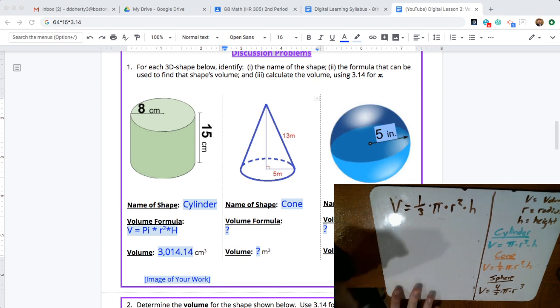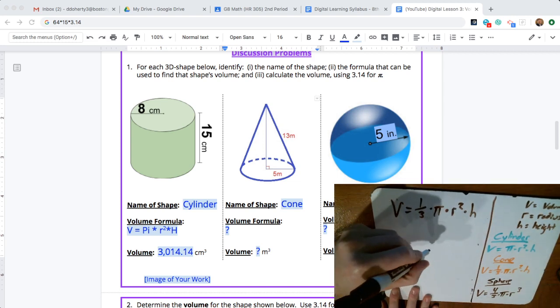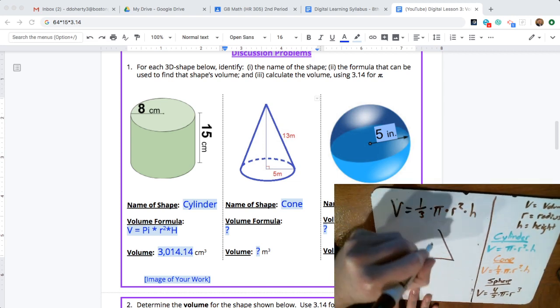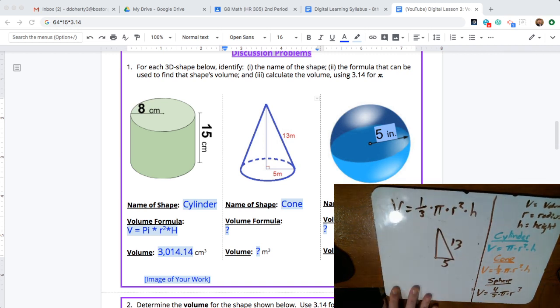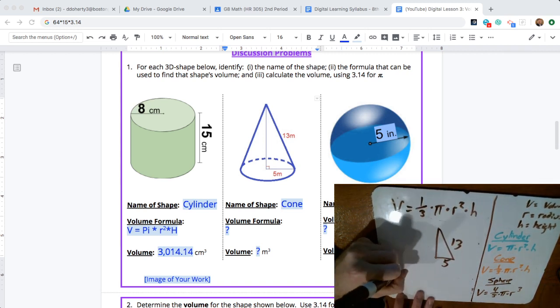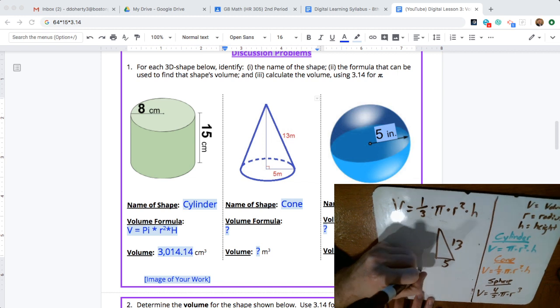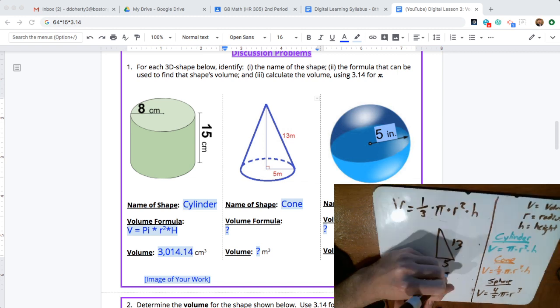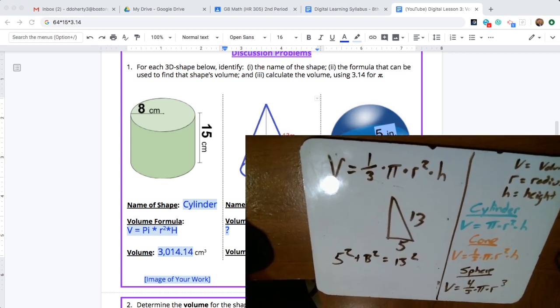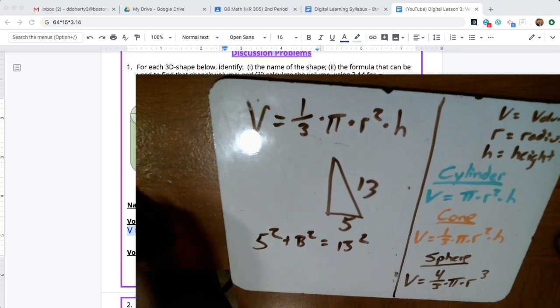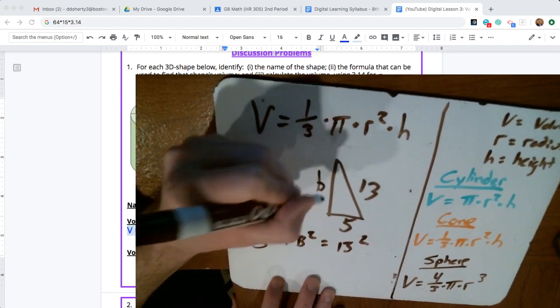So if that's the case, if we have a triangle, I'll go ahead and draw that on our whiteboard. That is 13 by 5, and it's a right triangle. You would remember a squared, 5 squared plus b squared equals 13 squared, if you remember doing Pythagorean theorem a couple months ago. I'll make that whiteboard a little bit bigger so we can figure out the missing side, which is really going to be the height of this cone.